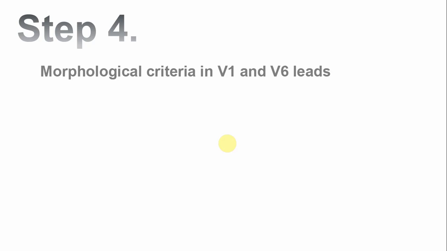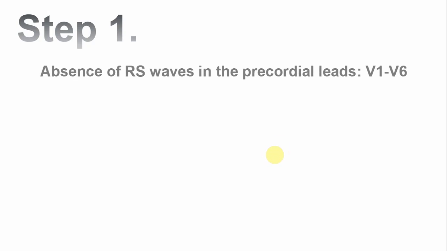We'll show you some images and some videos to explain these 4 steps in further detail. So stay with us. First of all, you look for the absence of the RS wave in the precordial leads V1 to V6, and it has a very high specificity, 100%. So if that particular criterion is present, the patient has a 100% chance that this is VT.